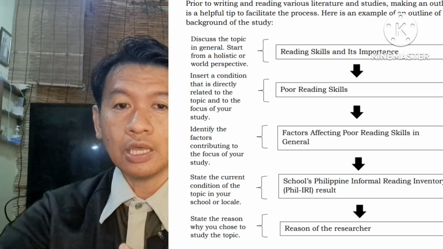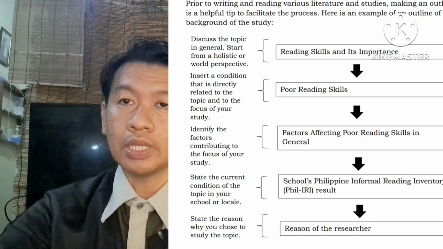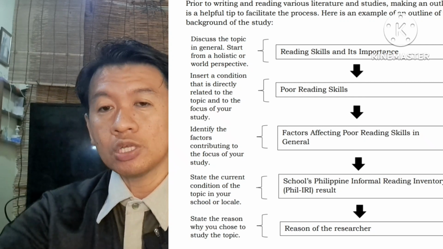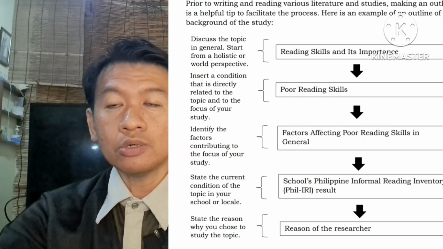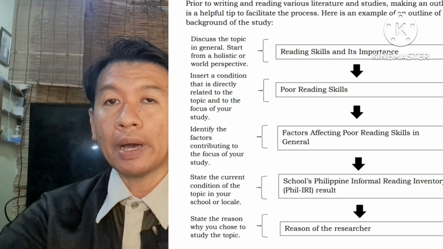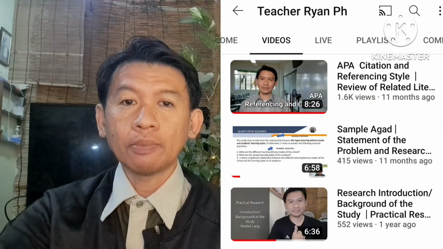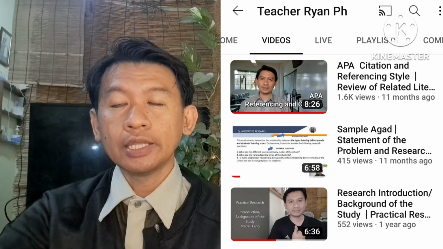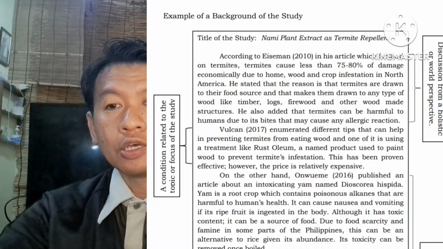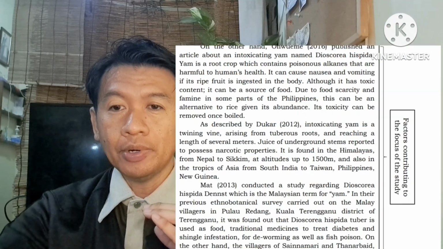Next naman natin yung state the current condition. Schools Philippine Informal Reading Inventory or yung PhilIRI. Standard ito para matest yung skills ng estudyante dito sa Pilipinas sa pagbabasa. Reason of the researcher, why are they conducting the research? Meron po tayong separate video kung paano po gumawa ng background of the study. So, ipapakita ko na lang po yung sample na ibinigay ng module at naka-bracket or naka-highlight na rin po doon yung pinakita nating outline sa taas kanina. Ayan po.